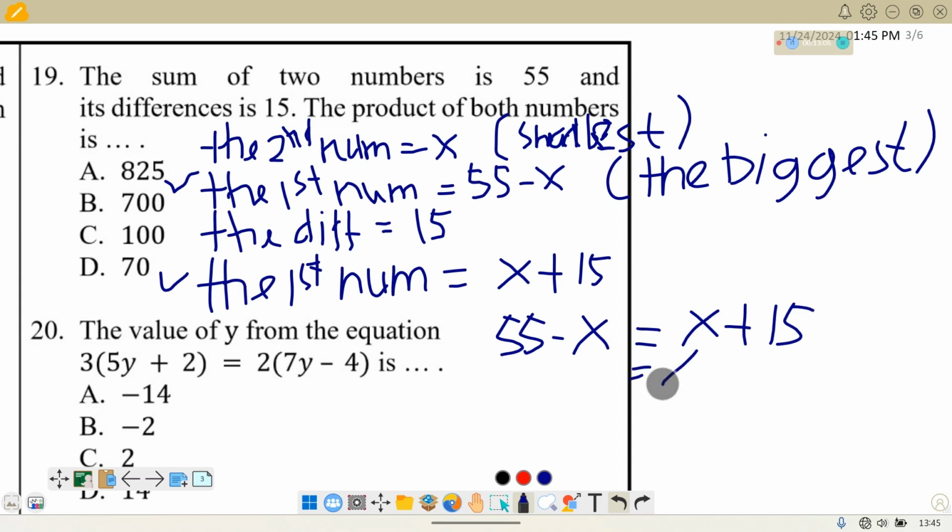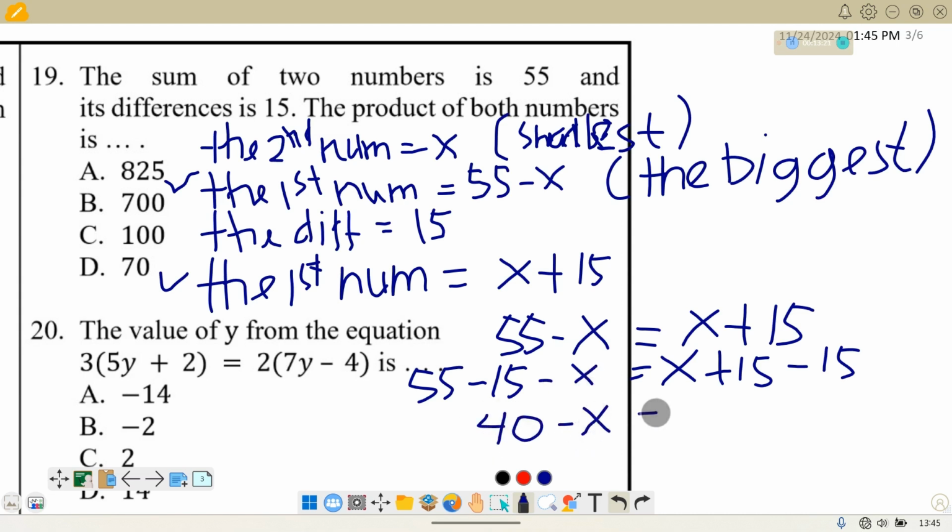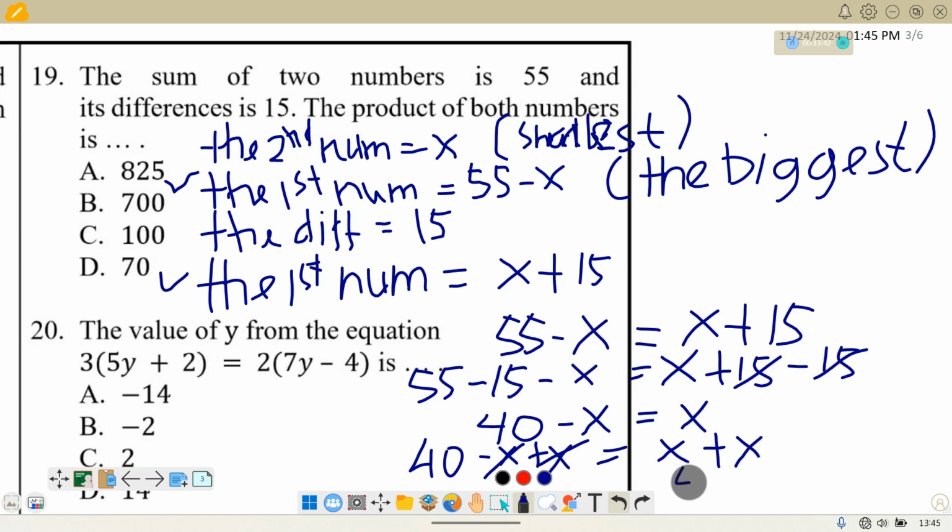So we're going to add negative 15, and don't forget to add negative 15 also on the left side. So here we have 40 minus x equals x because we cancel those numbers. And then we're going to cancel minus x by adding positive x on both sides. Then the remaining is 40 equals 2x. So x equals 40 divided by 2, which is 20.